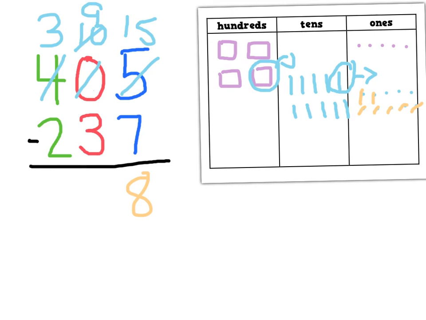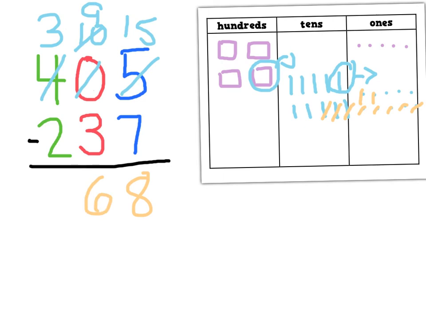Let's look at my tens. I have 9 tens. Can I take 3 away? Yes, I can. Let's take 3 away. 1, 2, 3. So what do I have left? 1, 2, 3, 4, 5, 6. 9 subtract 3 is 6.